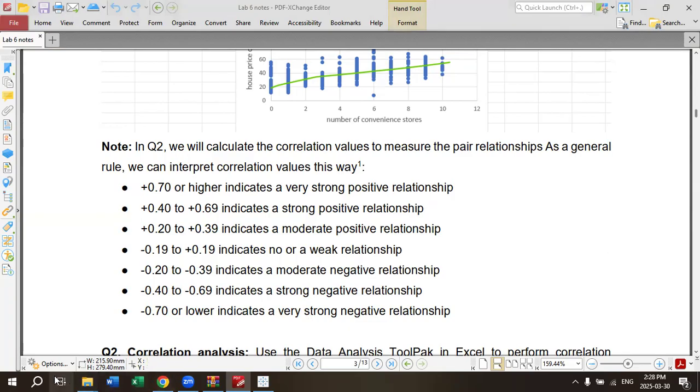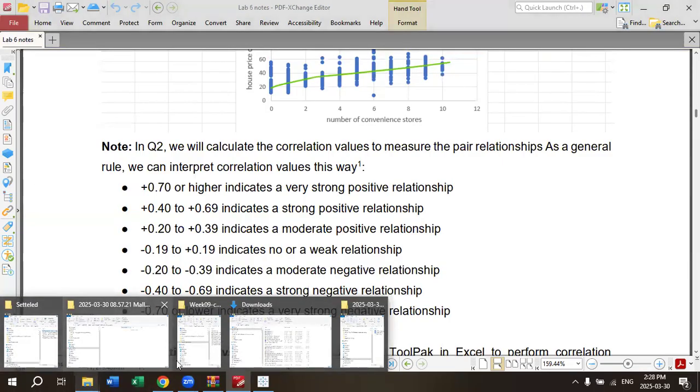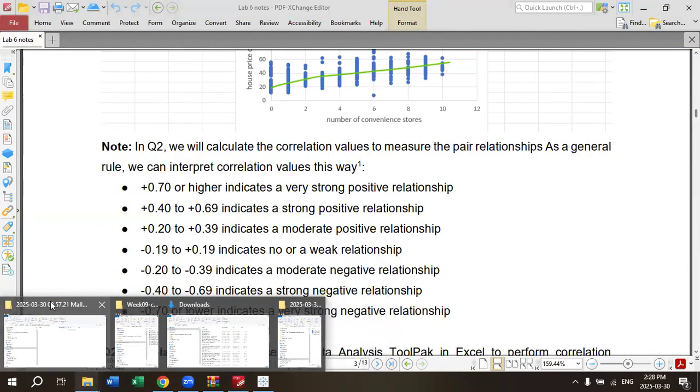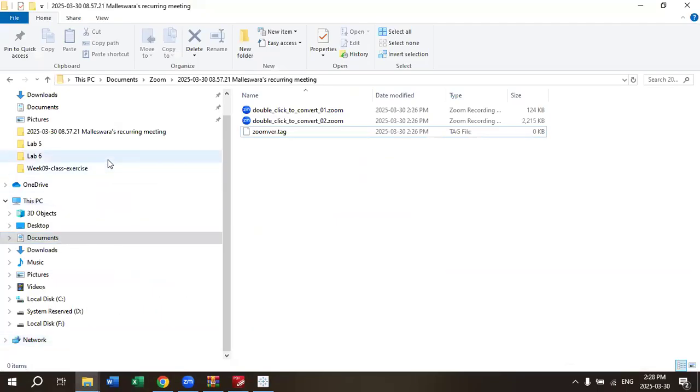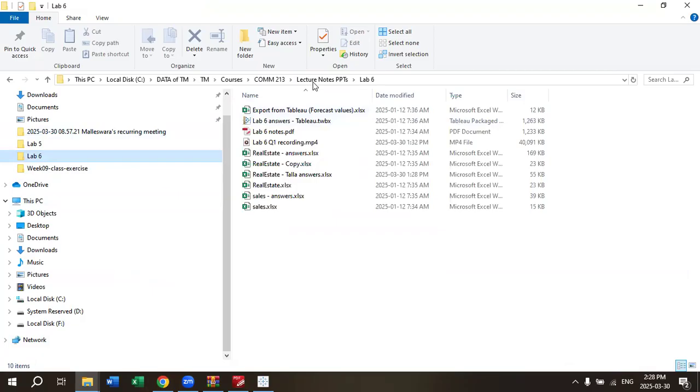So I will take the snipping tool and put it in my worksheet here. Let me go to the lab notes here. One second, I'll be there with you. This is Lab 6. Here I was working on the answers. This is the one. I'll open it for you to continue question number 2.